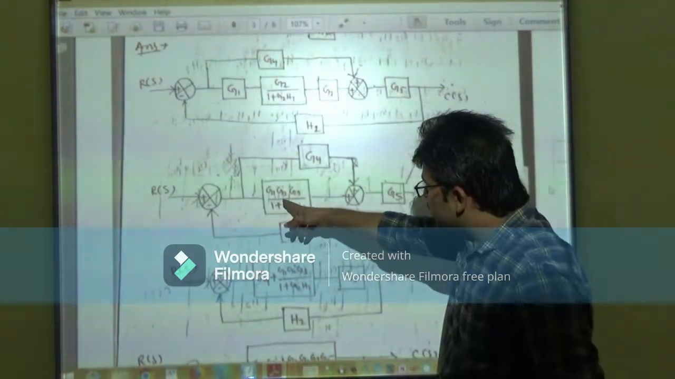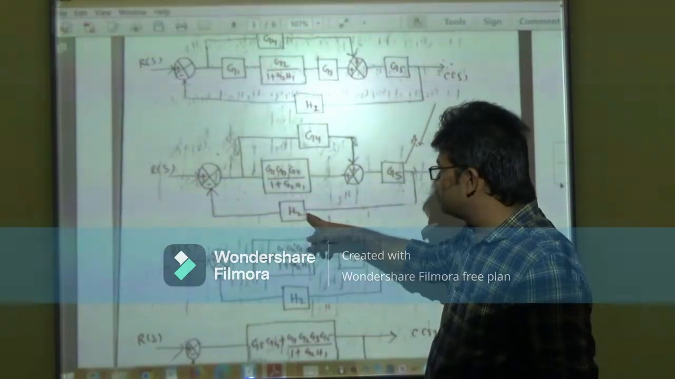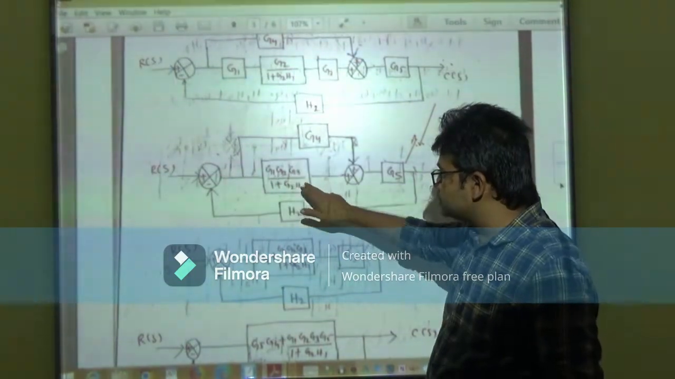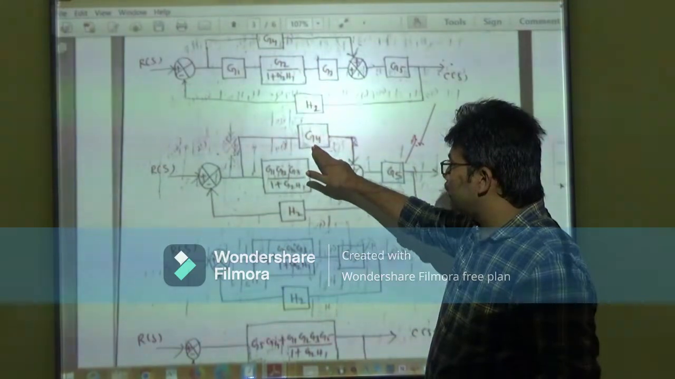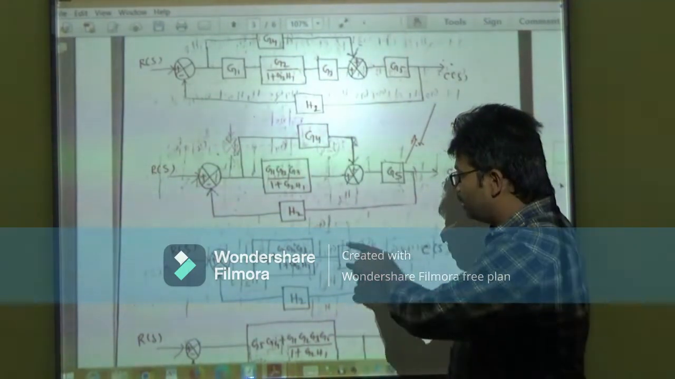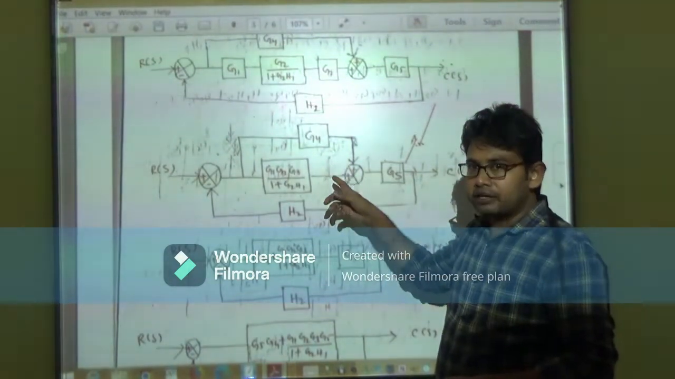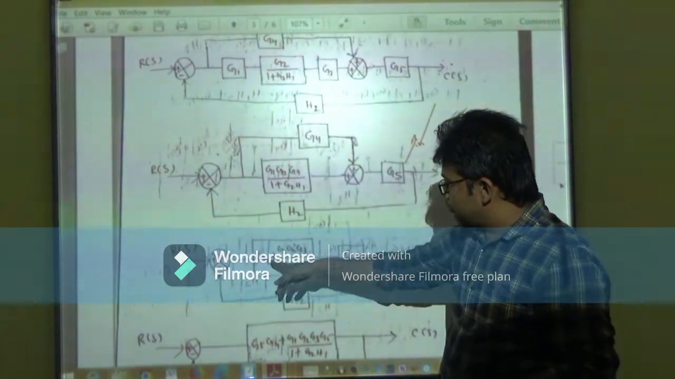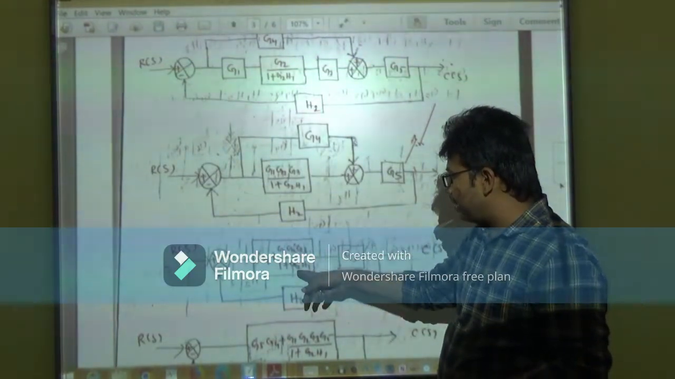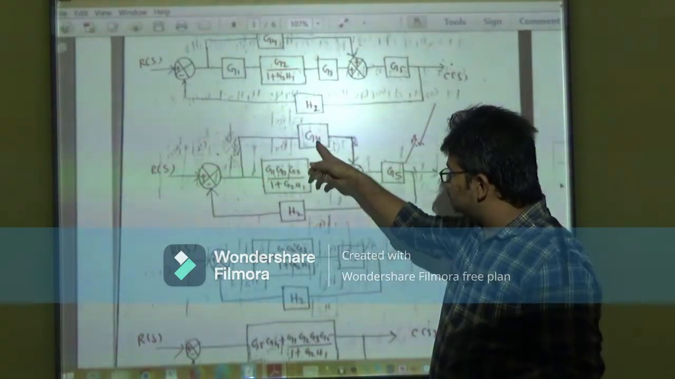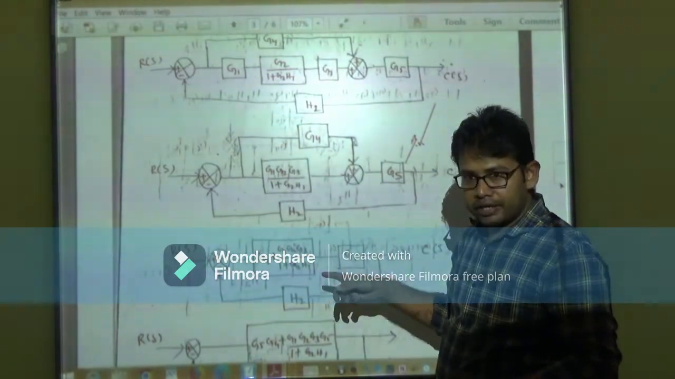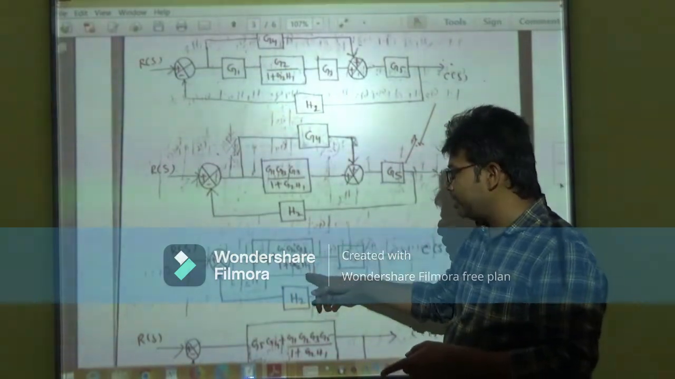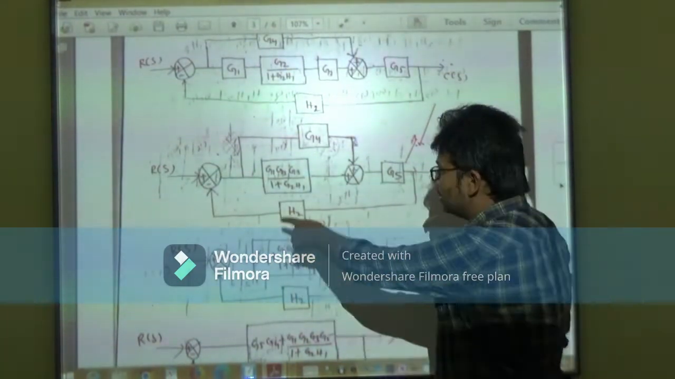Okay, so here G1 G2 G3 all divided by 1 plus G2 H1, and G4 is the parallel path, right? According to the effect of feedback reduction formula, we know that the result is G4 plus G1 G2 G3 divided by 1 plus G2 H1, because here G4 and this block are parallel blocks, which after reducing give G4 plus G1 G2 G3 all divided by 1 plus G2 H1.